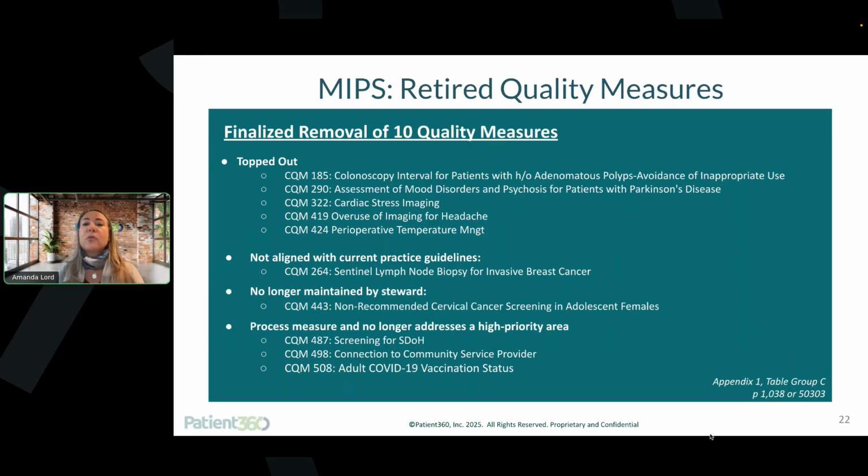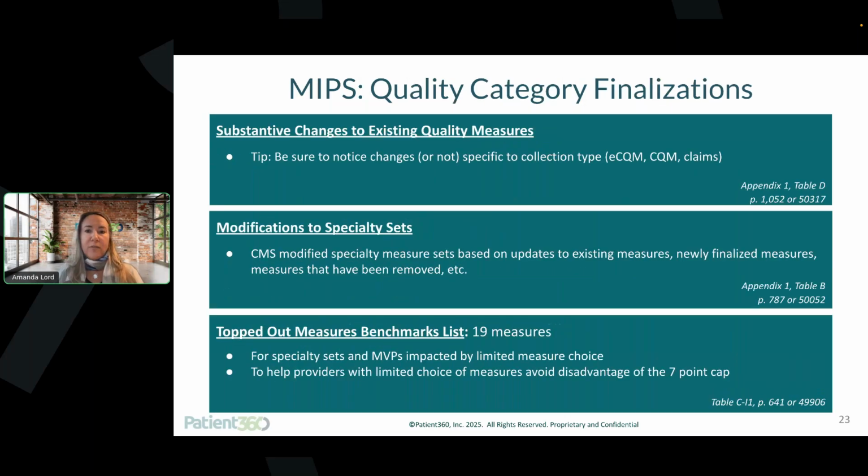So finalized removal focuses on process measures, like I just said, measures reaching extremely topped-out status or the end of topped-out measure life cycle, measures no longer align with clinical guidelines, and measures the steward would no longer maintain. Okay, next slide. This is quality category finalization. So it's important to be aware of measures finalized with substantive changes, because you can see those changes in the appendices of the final rule. So this is super helpful.